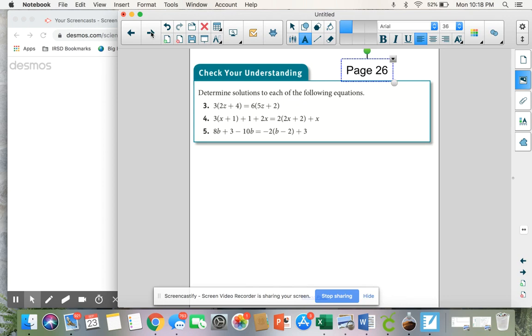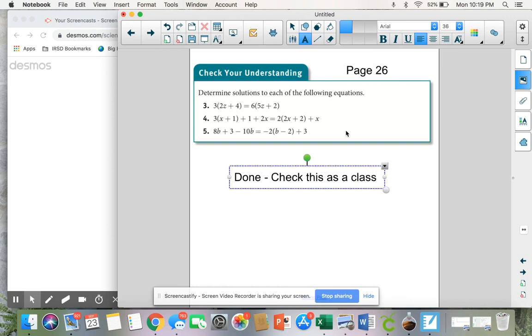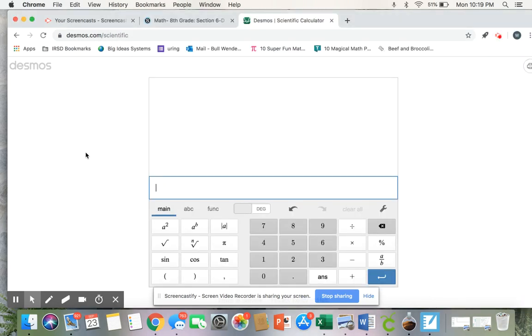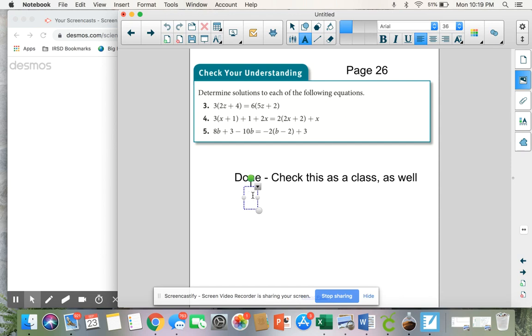Once you finish your notes, I want you to jump down to page 26, and I want you to work on number 3, number 4, and number 5. Once again, determine solutions to each of those equations. And once you are done with this, we will check this as a class as well. Okay, so those 5 things. Please remember, if you have any questions, raise your hand.